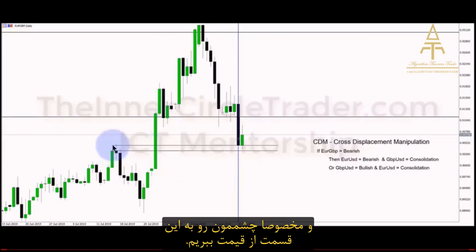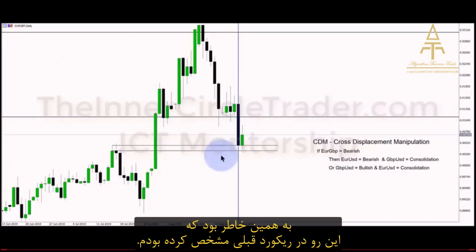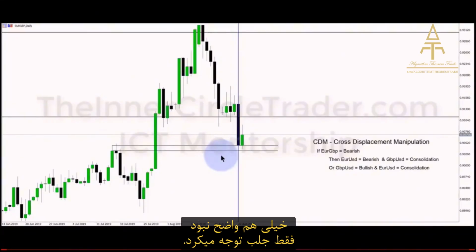Specifically training our eye on this right here. This level is a breaker. We have a low, high, a lower low. The stops resting below here were swept. We had displacement. Price is coming back down into this level right here. That was the reason why I annotated that in my previous recording. Well, I don't know if I really annotated it. I just drew your attention to it really.